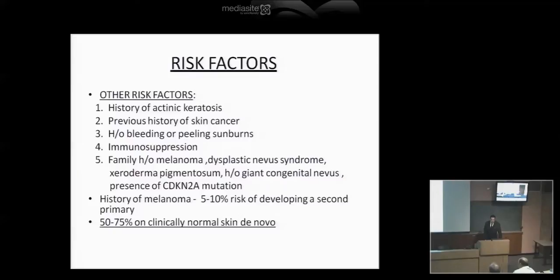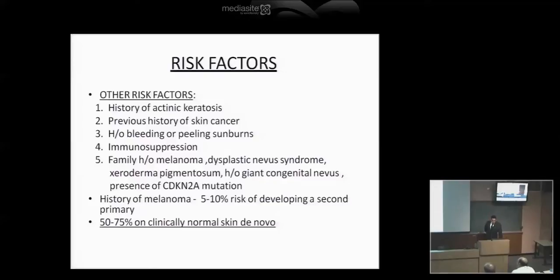Other risk factors include a history of actinic or solar keratosis. This is a benign condition usually seen in the elderly, especially around the face and forehead region, and is characterized by rough, scaly lesions which occur because of sun exposure. This is a pre-malignant condition for melanoma. Other risk factors include previous history of skin cancer, and history of peeling or bleeding sunburns. Immunosuppressed patients have a higher risk of melanoma than a normal population.